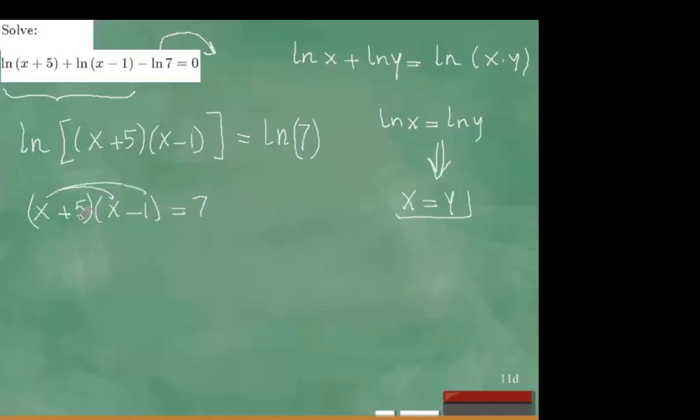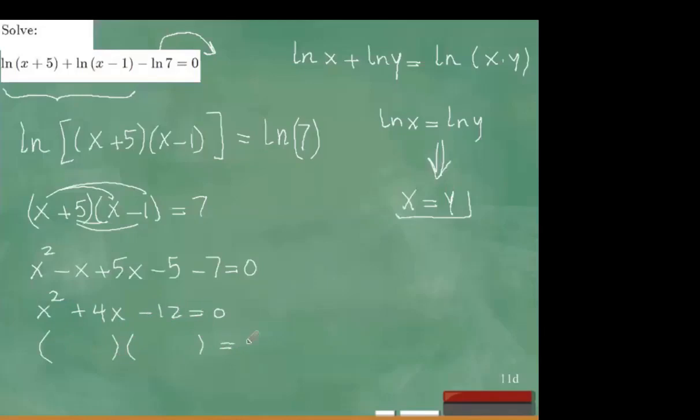When I multiply these, I get x squared minus x plus 5x minus 5. I'm going to move the 7 to the left also, so let everything be equal to 0. So I get x squared plus 4x, and here I get minus 12 equal to 0. You can factor this. If it's not factorable, you can use the quadratic formula. Looks like this is factorable.